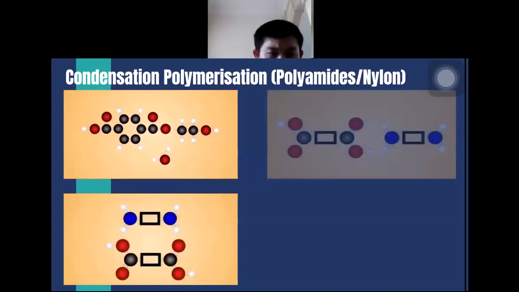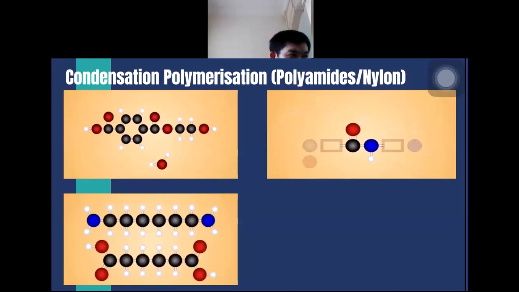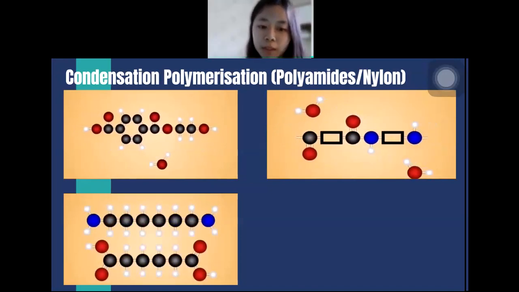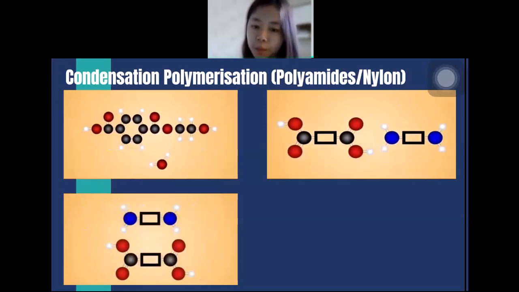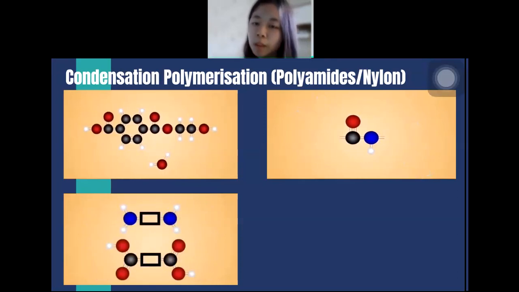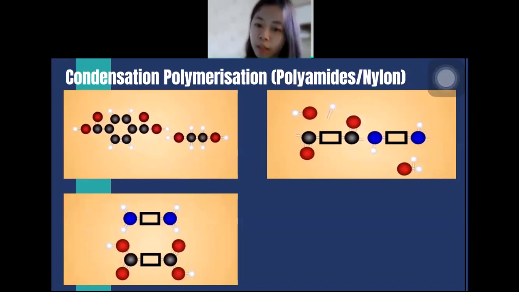And I'm giving an example of the formation of nylon 6,6. So the one at the top is a molecule of hexane-1,6-diamine. It has an amine group on both ends, represented by the blue balls. And then the one at the bottom is hexanedioic acid with carboxylic acid functional groups at both ends, represented by the red balls.